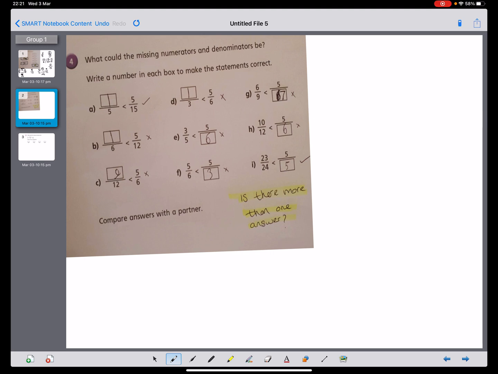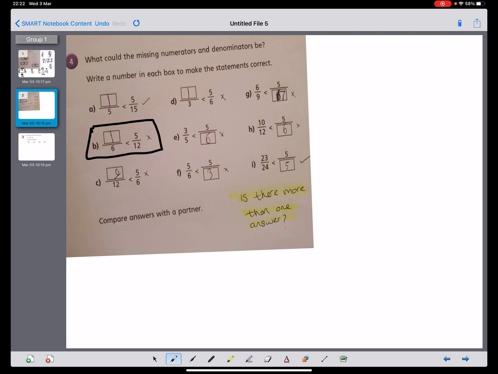This one was another one that some children got a little bit confused about. There could be lots of answers, so this person has checked theirs on the answer sheet and found that actually some of them they've given themselves crosses, but that doesn't mean that the answer is actually wrong. Okay, so for example, this one, B, I've got 1 over 6 or 5/12.